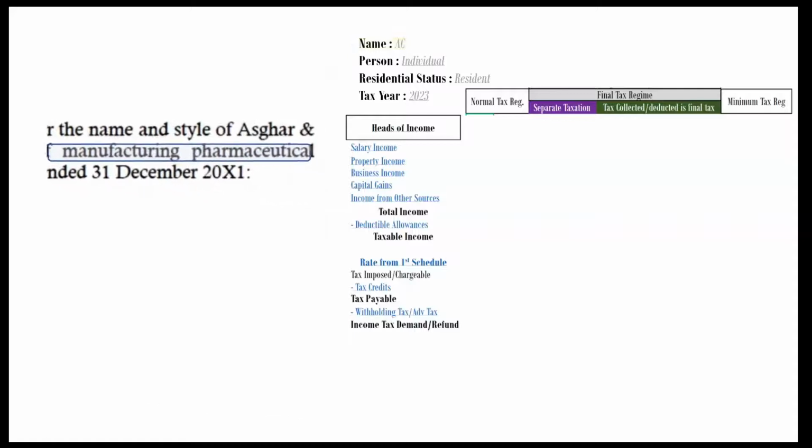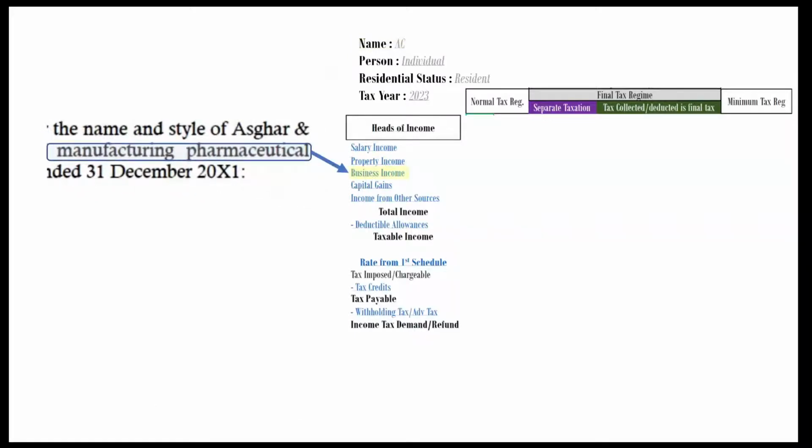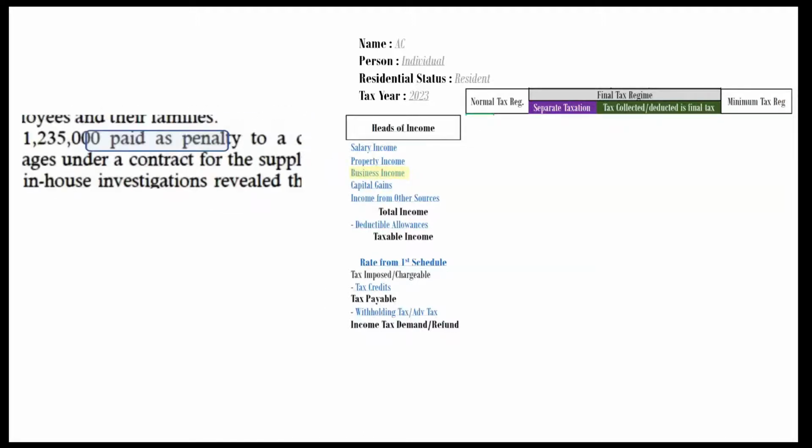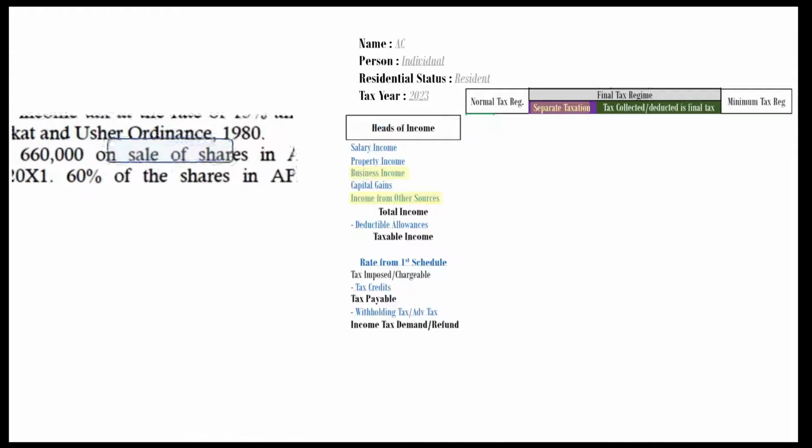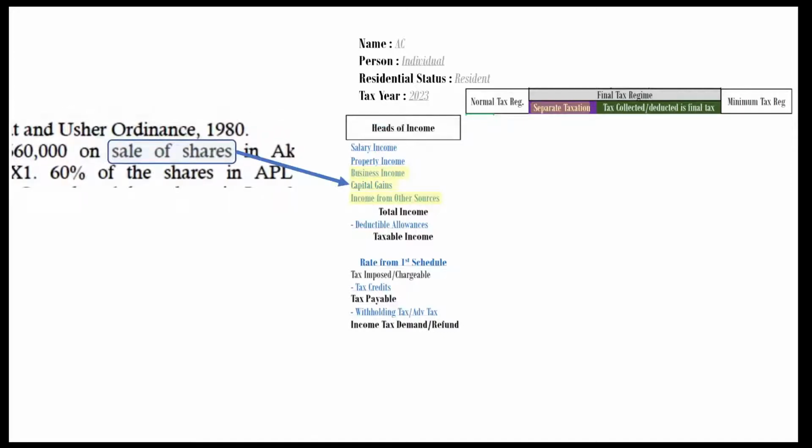Highlight the important areas in your mind or on a rough page. That's how you plan your answer. The question talks about dividends, and we know dividends are taxed as income from other sources under final tax regime. Question also talks about sale of shares, which means capital gains have also been talked about in this question.